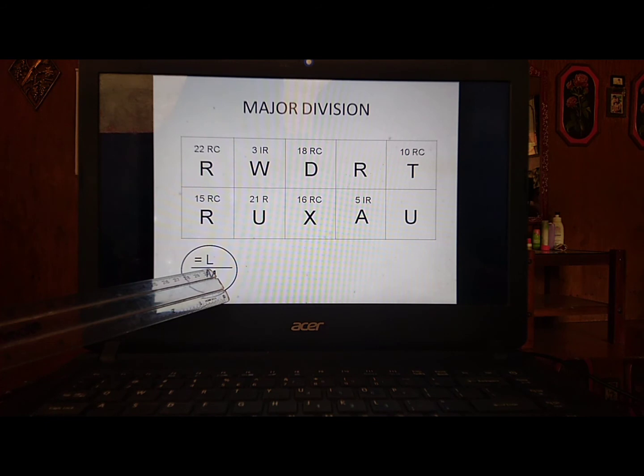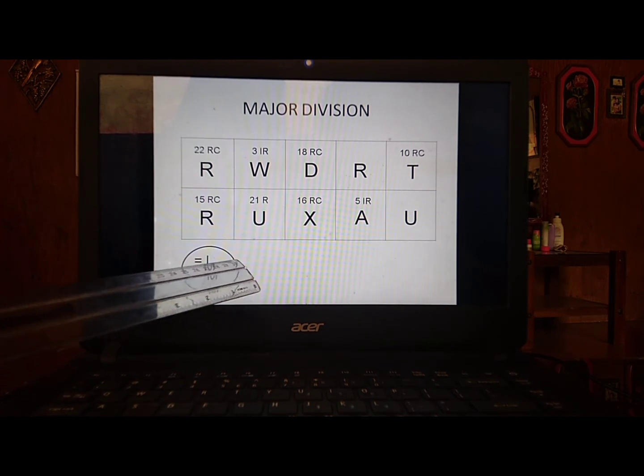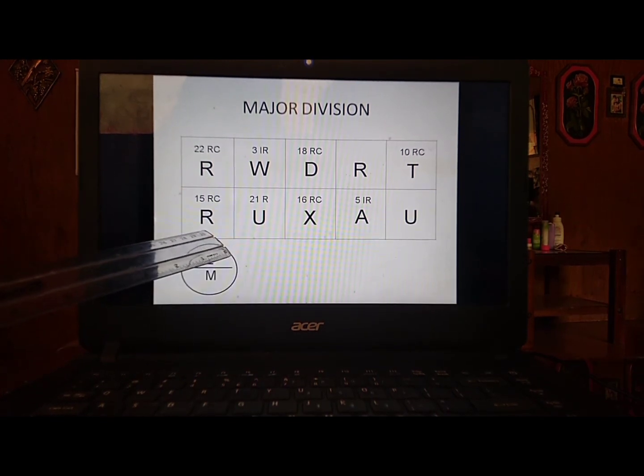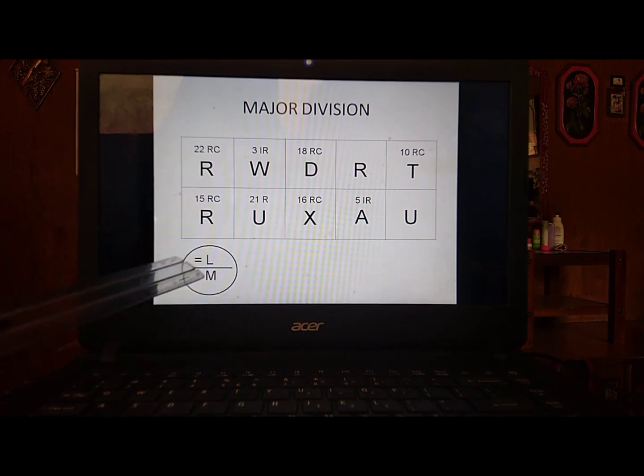Therefore, we have to put capital letter L in the numerator. On the left side of our thumb, we have here radial loop that has 15 ridge count, and accordingly medium has 12 to 16. So we have to put capital letter M in the denominator, and that completes the major division.